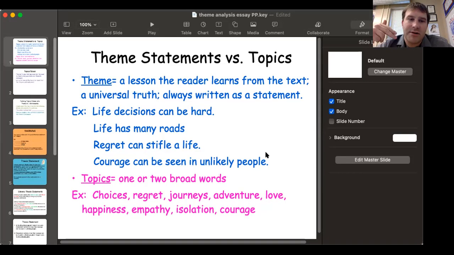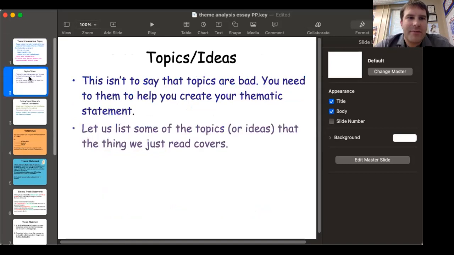Topics are one or two broad words. An example of this would be choices, regret, journeys, adventure, love, happiness, empathy, isolation, courage. If we go back up to the thematic statements, life and decisions, those would be topics. Life, once again. Regret can be a topic. Courage is a topic. It's not a theme. It's not a thematic statement. So what do we do about that? Well, it isn't to say that topics are bad. You need them to actually help you create your thematic statement. Your thematic statement actually grows out of the seed that is the topic.